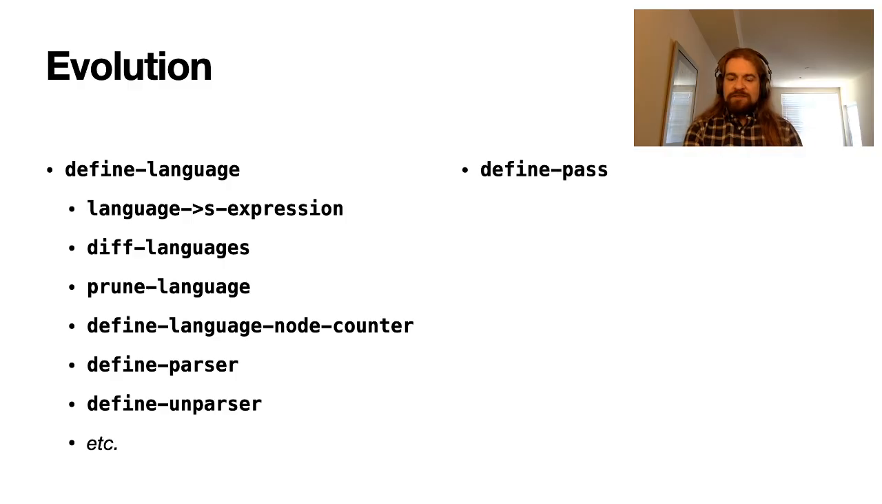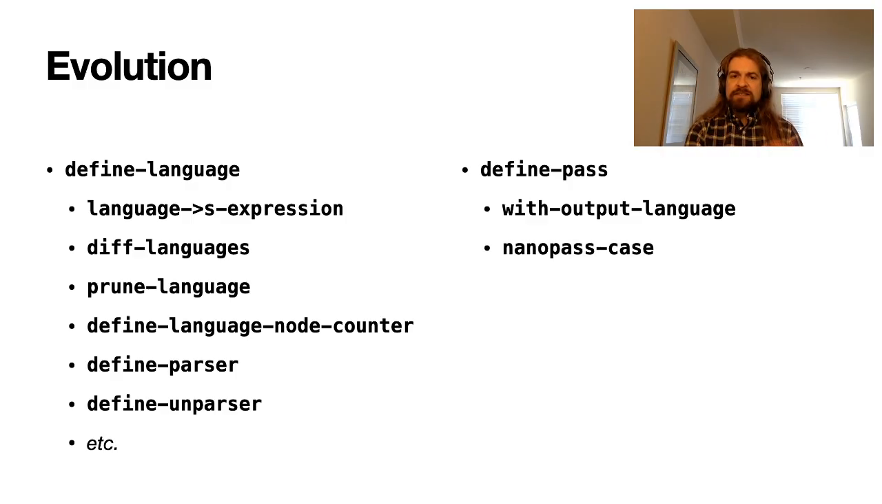Define pass evolved in similar ways. One of the first things we found we wanted was output language. This gives us a way to generate language forms outside of a pass. Nanopass case gives us a way to do matching of terms outside of a pass. And so these together basically have the two parts of the functionality for define pass, but it turns out they're useful to have separate from define pass.